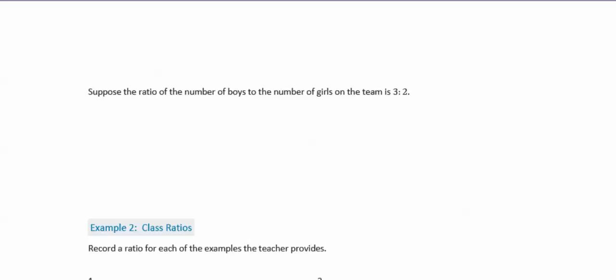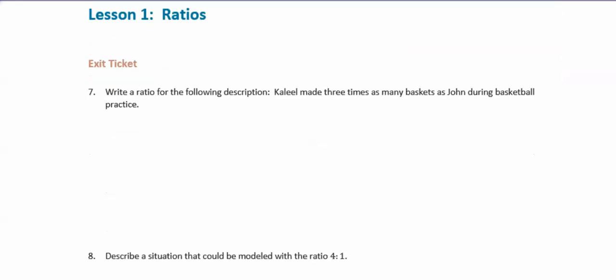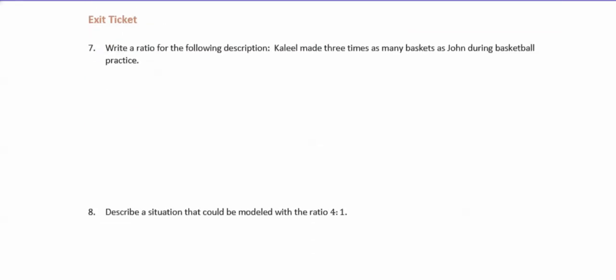So we're going to go to the next page where it says the exit ticket. It says, write a ratio for the following description. Khalil made 3 times as many baskets as John during basketball practice. So let's underline the key words. Khalil made 3 times as many as John. Okay? So if John only scored a point, how many did Khalil score, if he did 3 times as many? What do you think, Olivia?